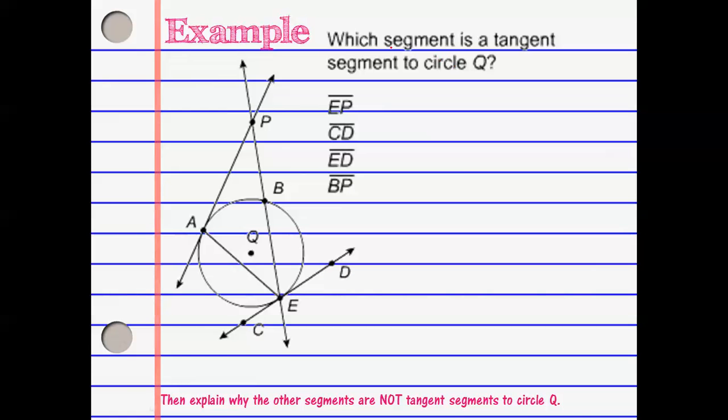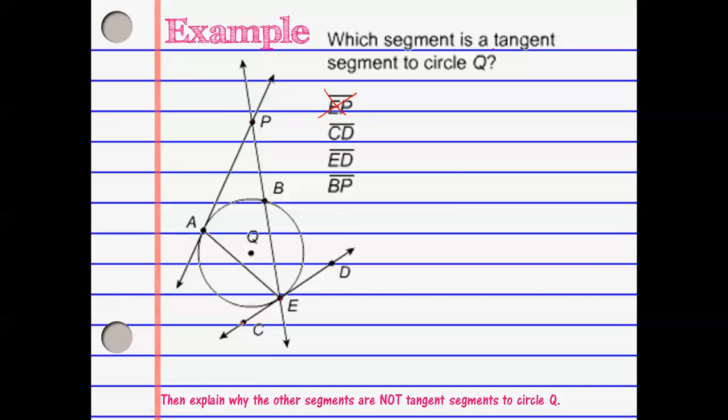Here it says, which segment is a tangent segment to circle Q, and then we want to explain why the other segments are not tangent segments. Here it gives us EP. If we look at EP, it hits this circle in two spots, so this is actually a secant line. That's why EP cannot be a tangent segment.